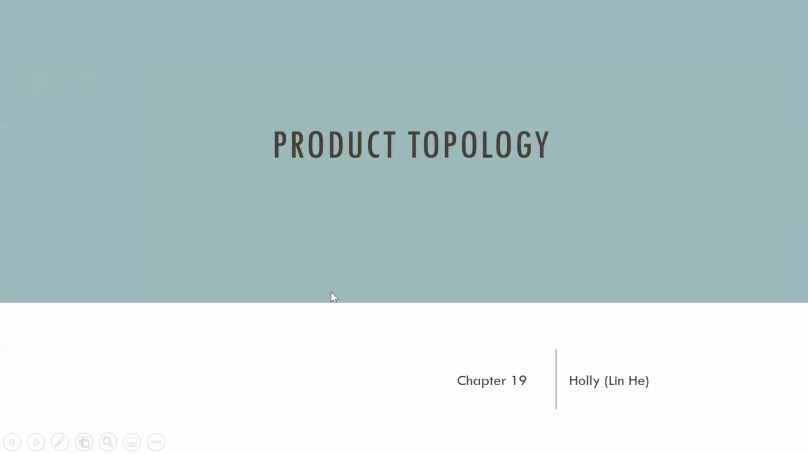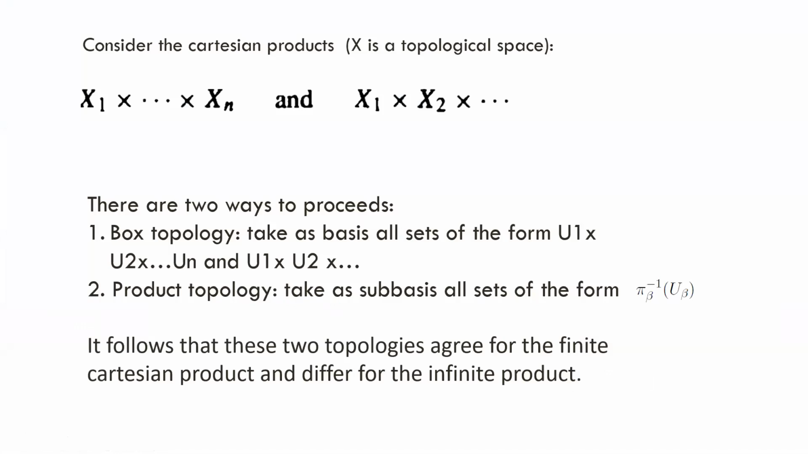So today we're going to talk about chapter 19, the product topology. In this chapter, we're going to define some more general Cartesian products on the topology. First, let's consider the Cartesian products on X1 all the way to Xn, and the infinite products X1, X2, up to infinitely many. There are two ways to proceed with the topology.